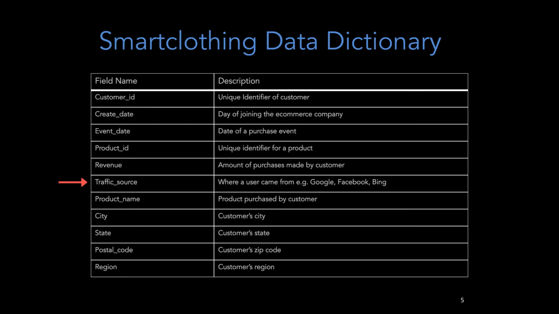The traffic source would be a way for us to know where the user came from. Is it Google? Is it Facebook? Is it Yahoo? The product name is the actual product that was purchased. And of course, the city, state, postal code, and region are all attributes of the user, so we know exactly where the customer is from. So across all the data sets we'll be looking at, these are the main fields that you come across. And I think it's important to have an understanding of this as we dive into the data and start running queries.